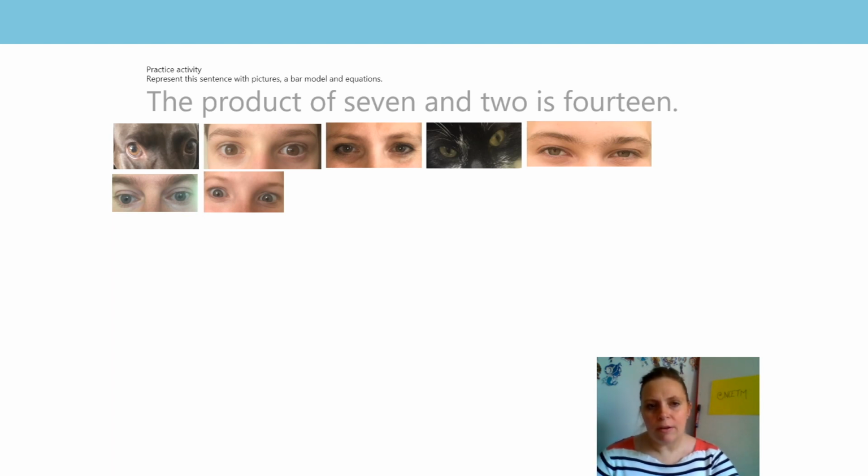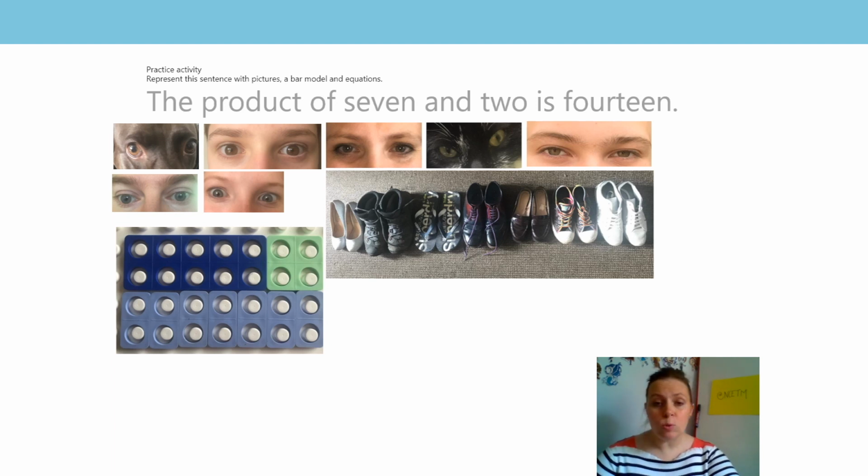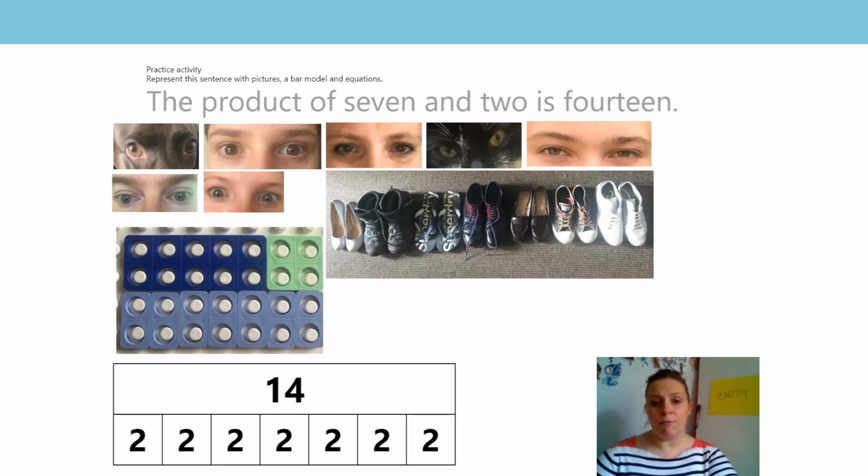I also used some Numicon with my product being 14 and my 7 groups of 2. It looks a bit like a bar model, doesn't it? I found some shoes. They come in twos, they come in pairs. And I knew 2 was a factor, and I found 7 lots of them. So here I have the product of 7 and 2 as 14. Just like the sentence. I drew a bar model with my 14 as the product and my 7 lots of 2's underneath. My factors, 7 and 2.